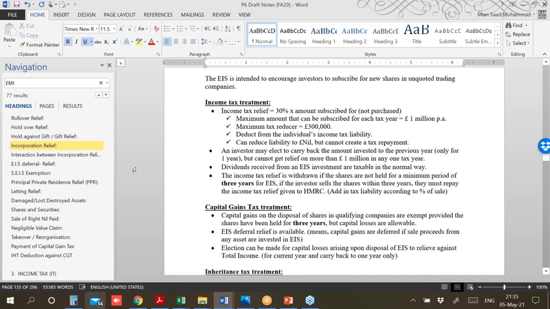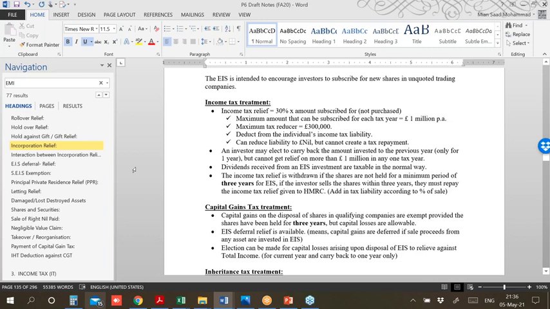Election can be made for capital losses arising on EIS to relieve against total income. Now, EIS is the only shares on which, if you receive a loss, you can relieve your loss against your total income. Total income means the income that is subject to income tax and the income that is subject to capital gains tax. Otherwise, whenever you sell an asset, if you have suffered a loss on that, it is considered a capital loss. It can never be adjusted against income tax incomes. Only the relief is available for EIS.